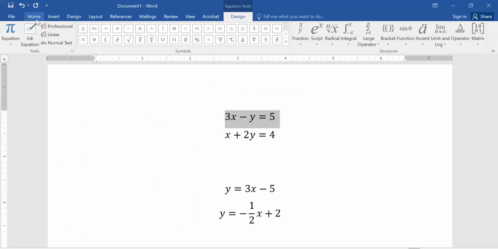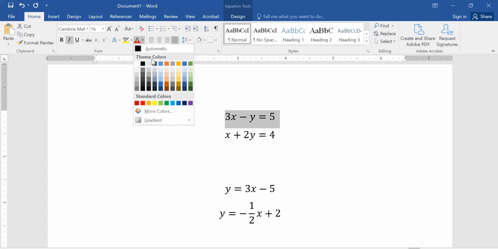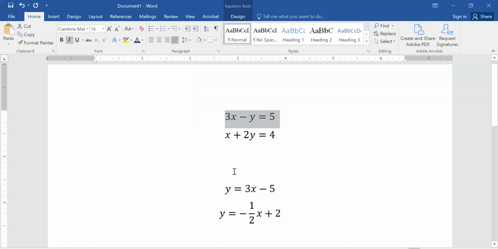Let's highlight this in maybe dark blue, I guess. I can convert that into slope-intercept form by subtracting 3x from both sides and then dividing by negative 1. If you do that, you're going to end up with y equals 3x minus 5. All right, so y equals 3x minus 5 comes from this one when I put it in slope-intercept form.